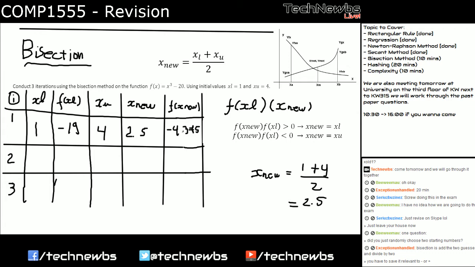Okay, now this is where you stop and think first. You gotta times that value, so the function of x new by the function of xl, to decide which one of these x new goes into. So as you can see, they're both the same sign, so you'll come up to positive, and that's greater than 0. So x new will go to xl. So x new 2.5 is the new xl value.